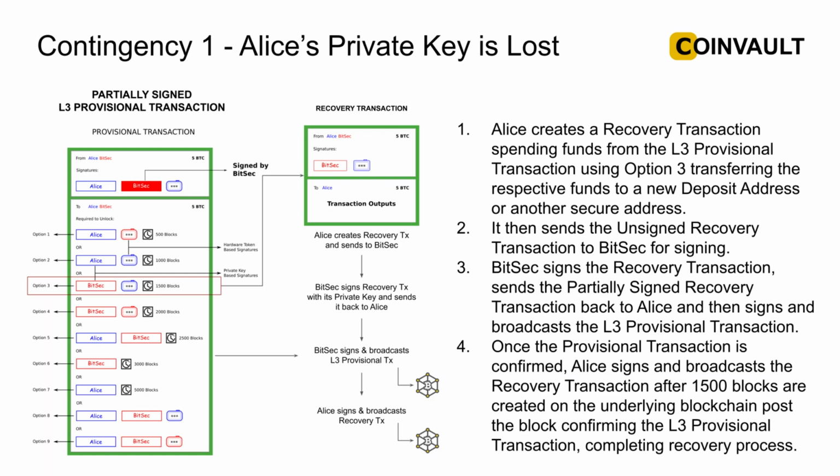At this point, BitSec also adds the signature, generated using its respective private key, to the respective partially signed L3 provisional transaction in its possession, with Alice's signatures already added to it, and broadcasts the same to the Bitcoin network. Once the L3 provisional transaction is confirmed, Alice adds the signature generated using her hardware token to the partially signed recovery transaction received from BitSec, and broadcasts it to the Bitcoin network, as soon as 1,500 blocks are created on the underlying blockchain, after the block confirming the L3 provisional transaction. Recovery process is complete once the recovery transaction is confirmed on the Bitcoin network.